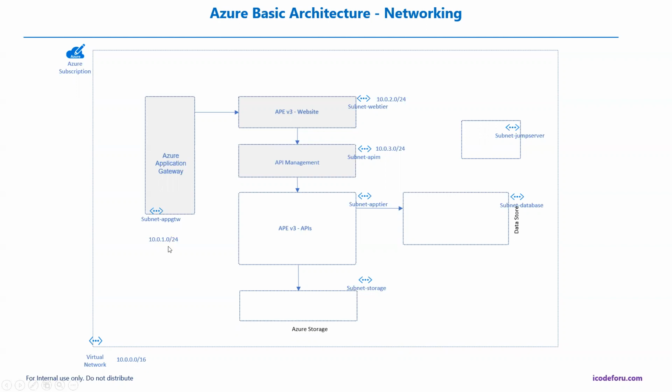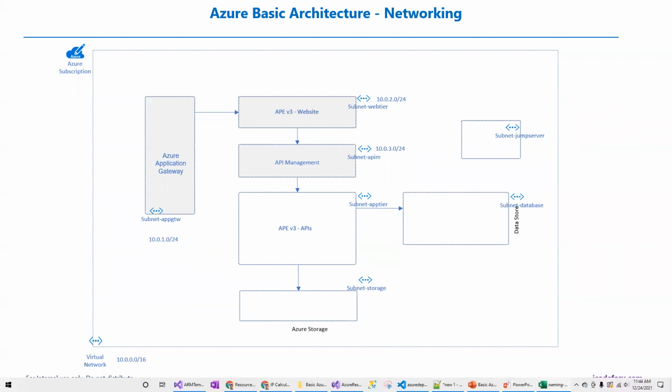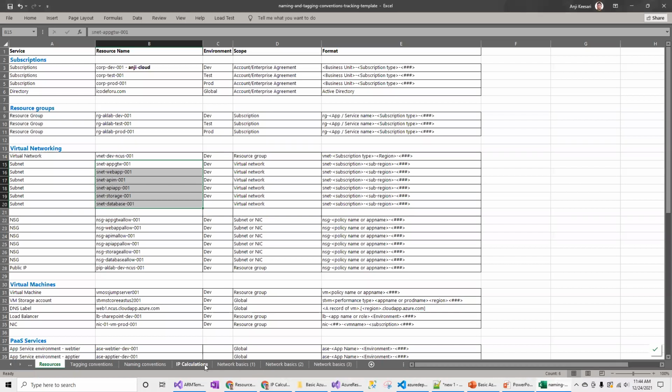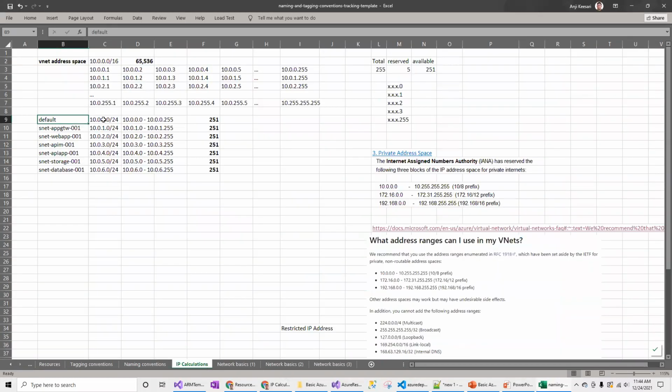And when I say slash 24, let me go back to the Excel sheet. The first 255 is for the default one. And for the application gateway, I'm going to use the number 1, all the way to 55. That will give me a 251 address range. So let's take a look at this one through the calculator.